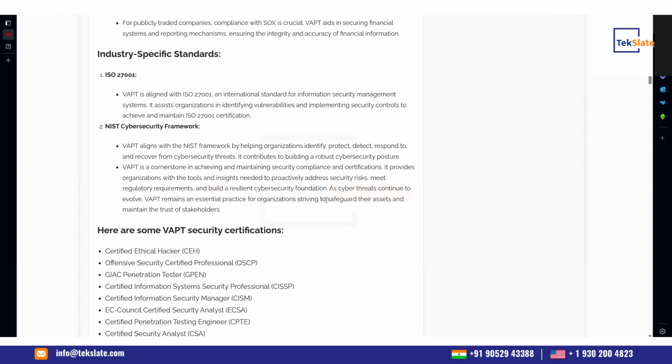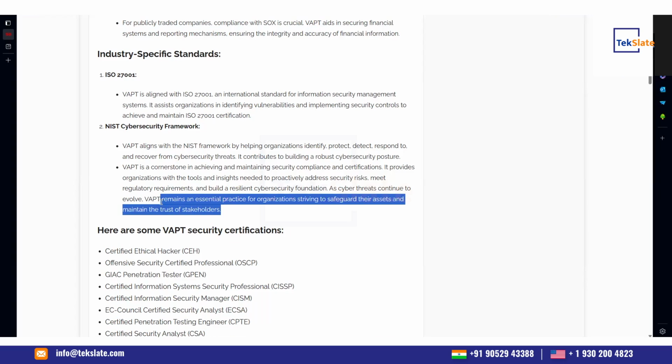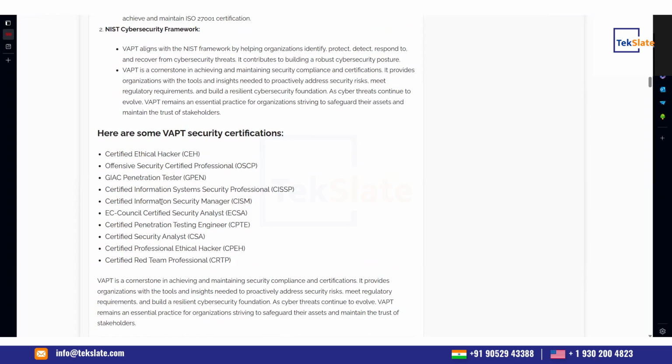If the company is not maintaining its cybersecurity posture, it must be vulnerable to cyber threats. And if the company is vulnerable to cyber threats, it can be harmed easily. So we have to make sure that the company is secured and that they perform VAPT again and again to maintain their cybersecurity posture.